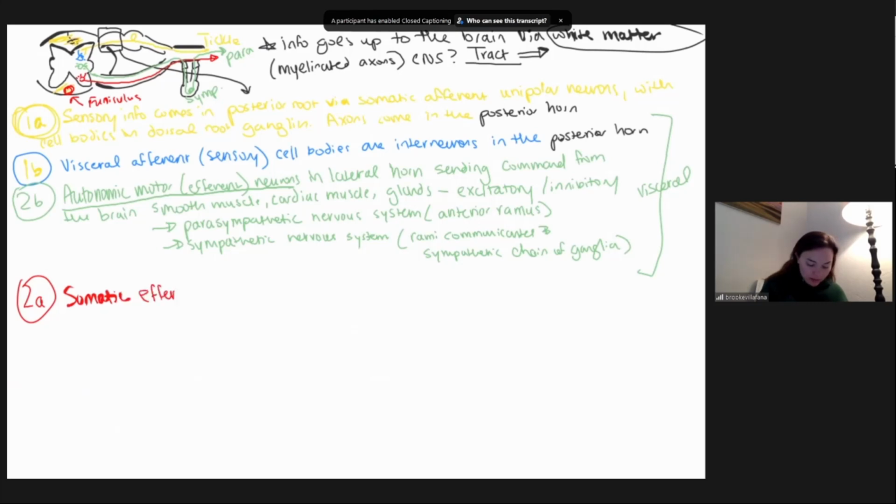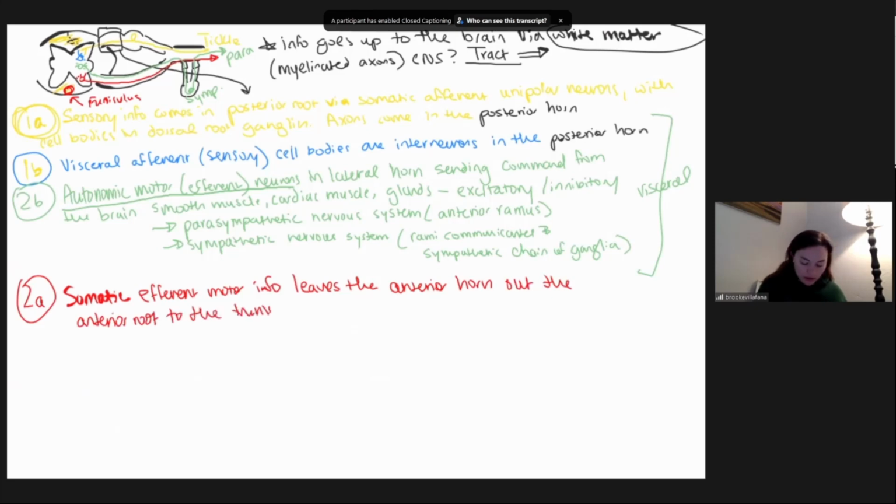efferent, motor, info, leaves the anterior horn, right, out the anterior root to the trunk of the spinal nerve. The trunk of the spinal nerve is where they join together. All of them go to the trunk of the spinal nerve. I'm just kind of reminding you guys of it. Out the anterior ramus, right, to the effector.